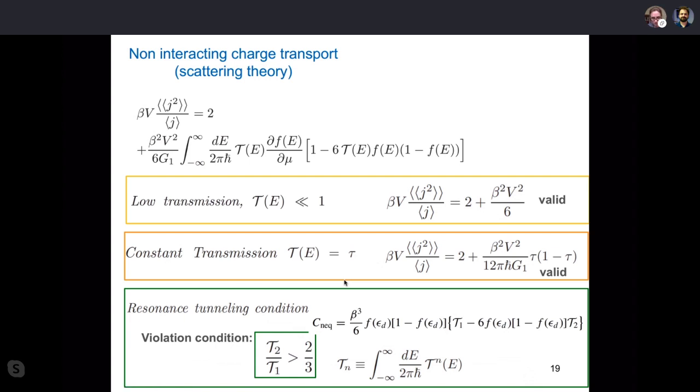And here's where I want to highlight what's going on, because it's quite interesting. You can simplify what's going on here, and you find that the condition for violation, or the condition for the second term to become negative, is when T2 is greater than 2/3 of T1. T2 is the transmission squared integrated, and T1 is just the transmission itself integrated. So what is the meaning of this condition? I cannot really explain the 2/3, but what is the intuition behind it? So we are going to violate the Tour.